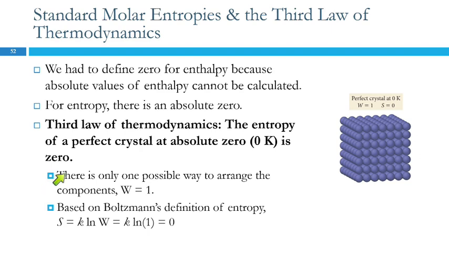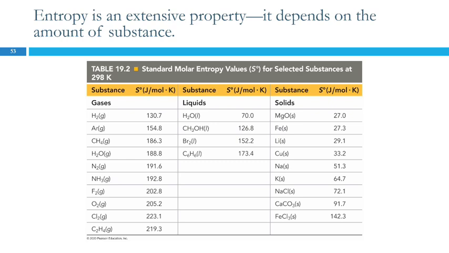So under these conditions, there's only one possible way to arrange the components. And so the number of possible states is 1. And based on Boltzmann's definition of entropy, S is equal to a constant times the natural log of W. Since W is 1, entropy is 0. So a perfect crystal at 0 Kelvin has 0 entropy. Any questions about that? Now, do we ever have a perfect crystal at 0 Kelvin? No, we don't. But that's where 0 is. And so we can measure from there.